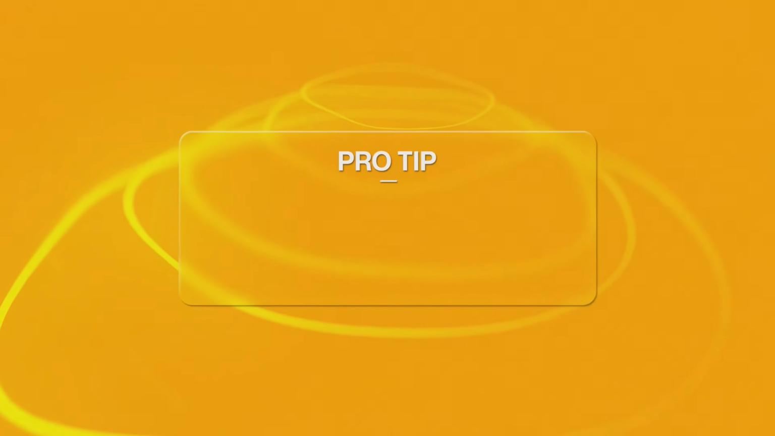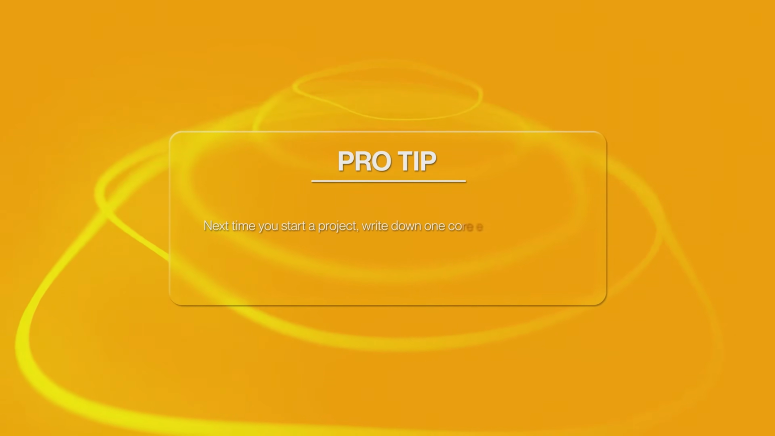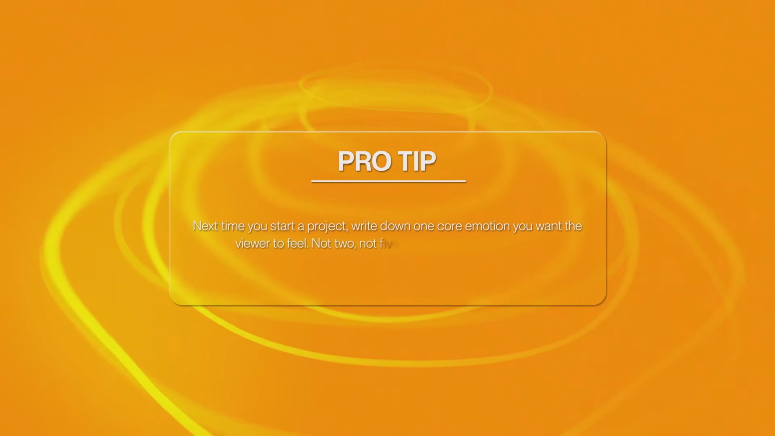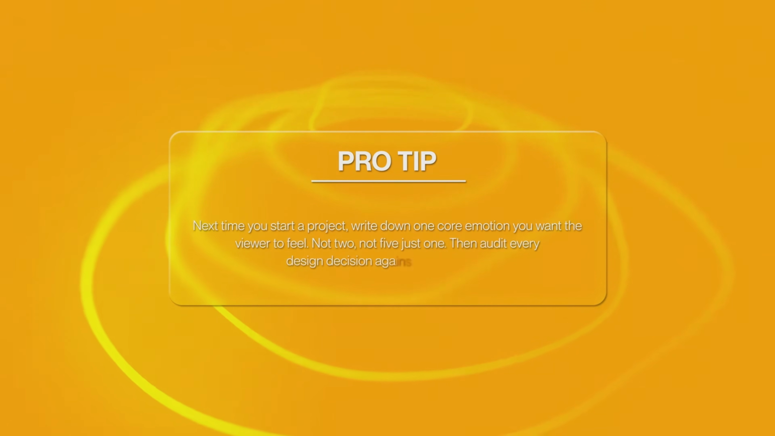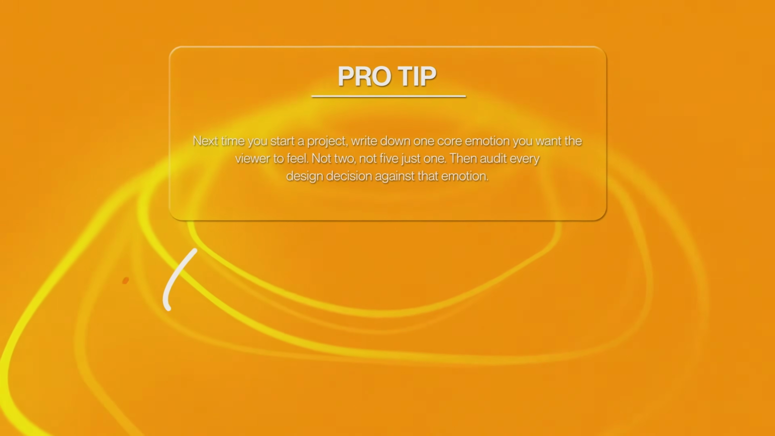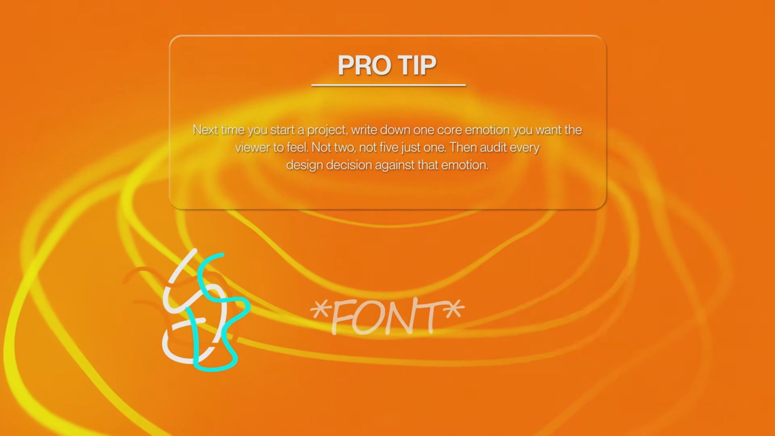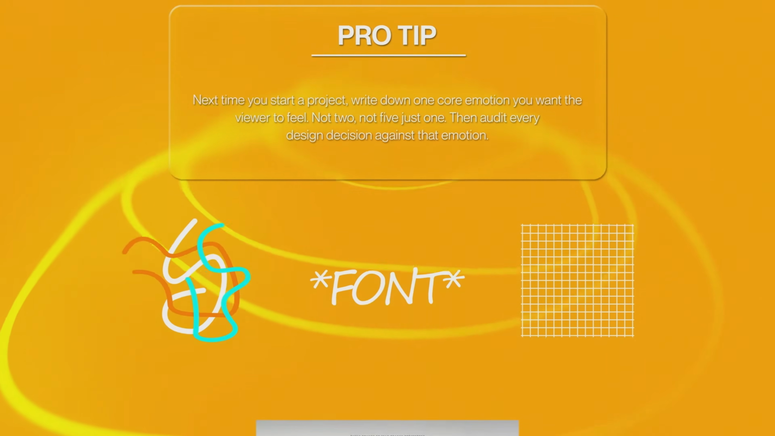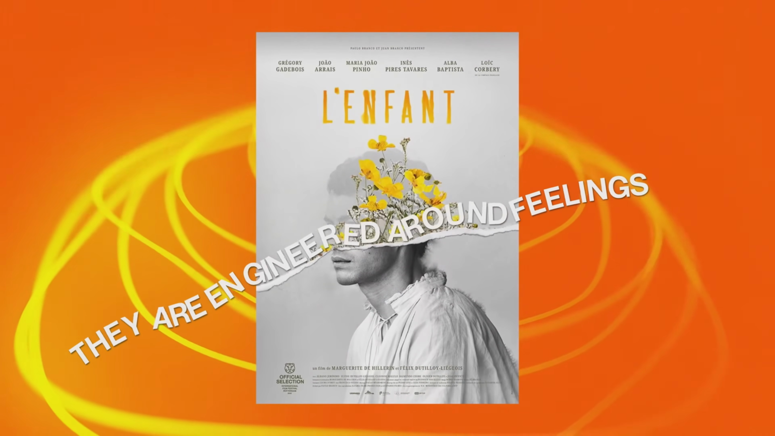And a pro tip here is that the next time you start a project, write down one core emotion that you want the viewer to feel. Not two, not five, just one. Then audit every design decision against that emotion. Does the color support it? Does the font reinforce it? If anything feels neutral or off, you have to rethink things. Designs that win hearts aren't made by accident, they're engineered around feeling.